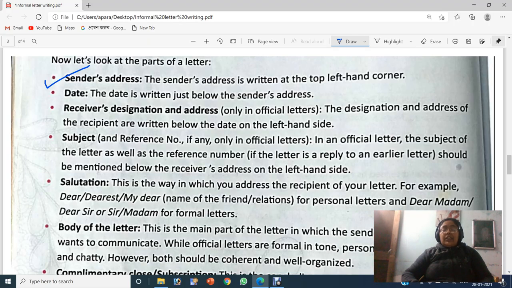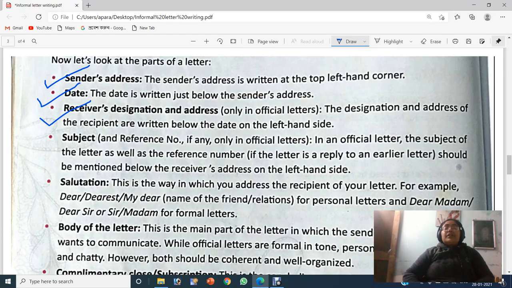And what does it contain? The address of the person who is sending the letter. Next comes the date. The date comes just after the sender's address. It is written just below the sender's address. The date when you are writing the letter is to be mentioned here.